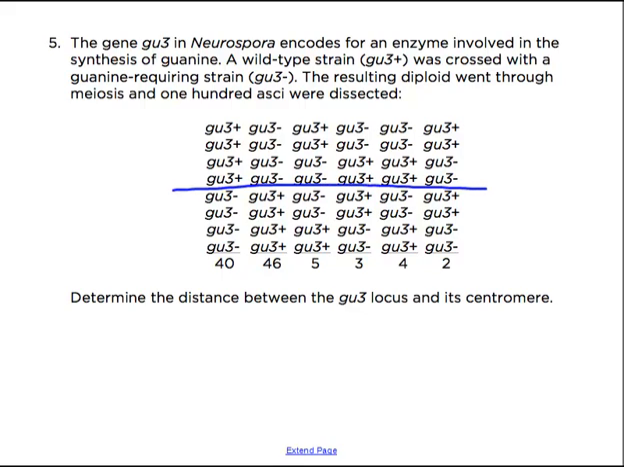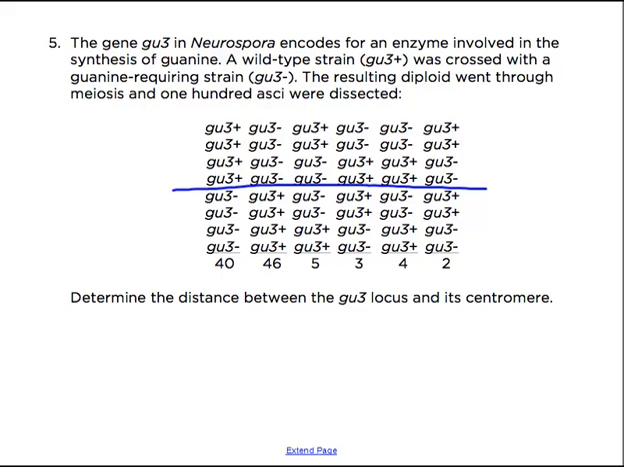and look above the line. If all four above the line are the same, either GU3 plus or GU3 minus, that means that it's an M1 first division segregation pattern, which comes about from no crossing over between the centromere and the locus. However, if half of them are, say, plus and the other half are minus, that means that it's an M2 division pattern, which means that a crossing over event did happen between the locus and its centromere.